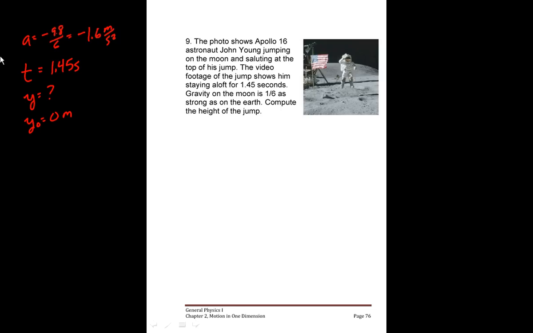I also know the time to get to the top. Let's do a little sketch here. He goes up and he comes back down again. The time to get from here to here is half the total time. So t top is 1.45 seconds over 2. That is 0.725 seconds. So the time to get up to the top is 0.725 seconds. Now, I also know that up at the top my final velocity is equal to 0.